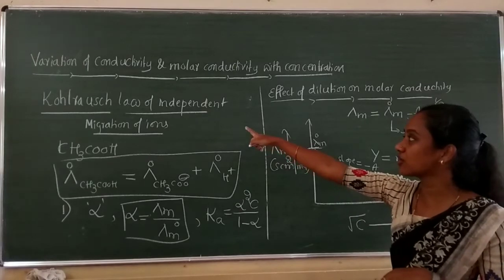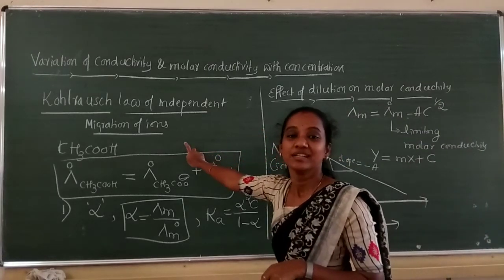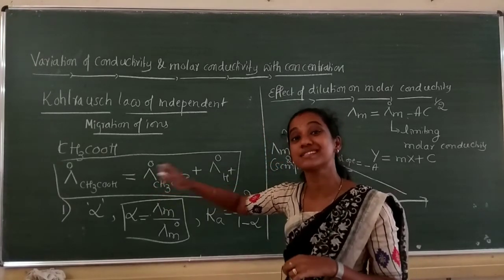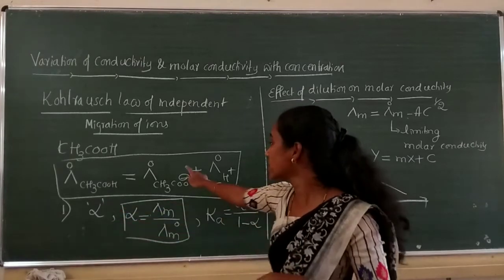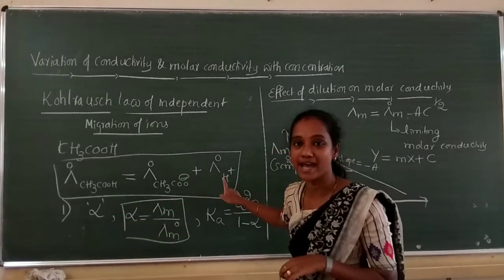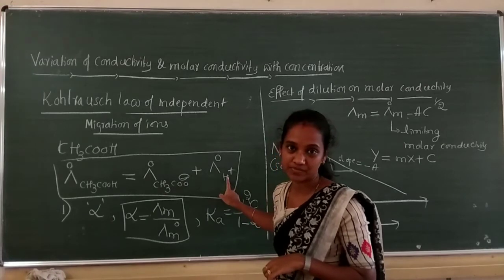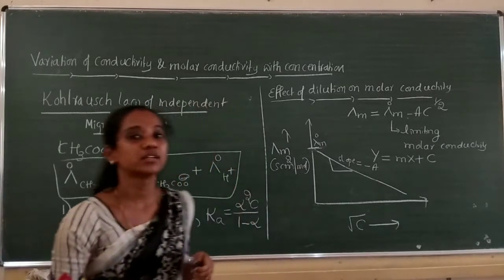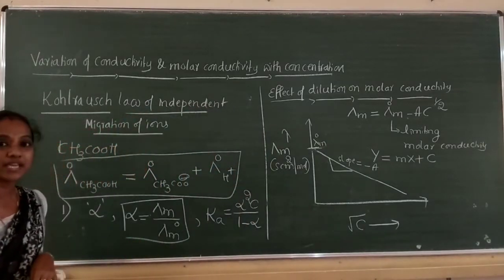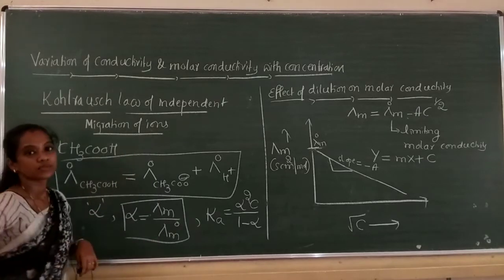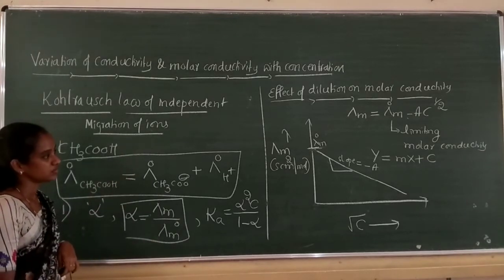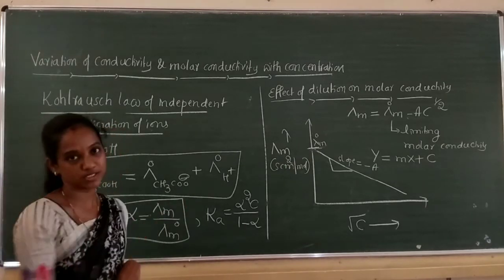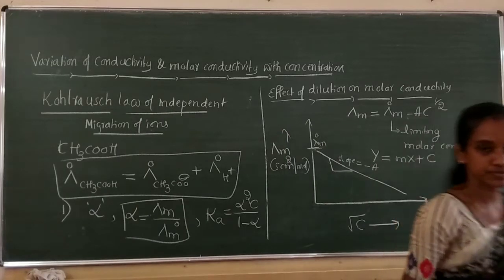So what is Kohlrausch law of independent migration of ions? It states that the limiting molar conductivity of an electrolyte is a sum of the contributions of cations and anions respectively. Very, very important law, important for 1 mark. So state Kohlrausch law of independent migration of ions. Next, we shall discuss some of the numerical problems on this concept.